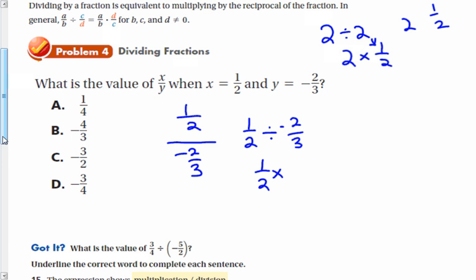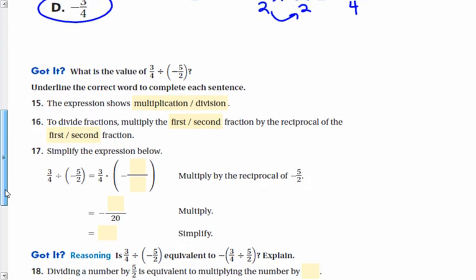The way we're going to do that is by multiplying by the reciprocal. The reciprocal of negative 2/3 is negative 3 over 2. And then I'm just going to use my multiplication of fractions idea here. 1 times negative 3 is negative 3. 2 times 2 is 4. So the answer is D, negative 3/4. I'll let you try that.